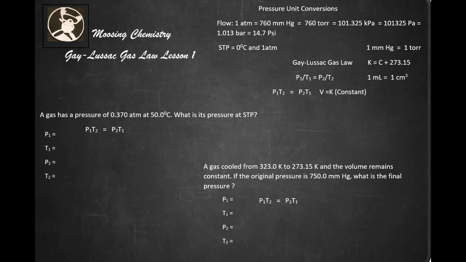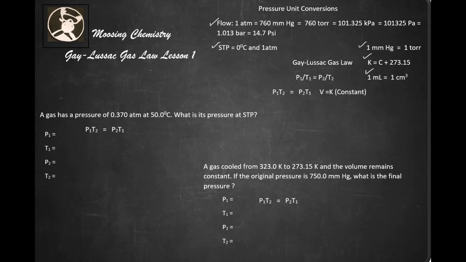Okay, so let's look at our pressure unit conversions first. The flow goes 1 atm equals 760 millimeters of mercury, which equals 760 torr, which equals 101.325 kilopascals, which equals 101,325 pascals, which equals 1.013 bar, which equals 14.7 pounds per square inch. STP is, of course, 0 degrees Celsius and 1 atm. 1 millimeter of mercury is equal to 1 torr. K equals C plus 273.15. 1 milliliter equals 1 cubic centimeter.